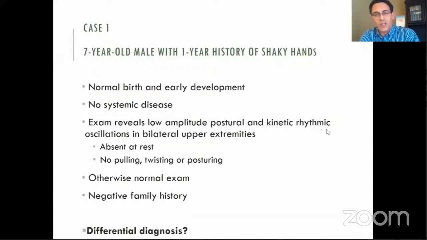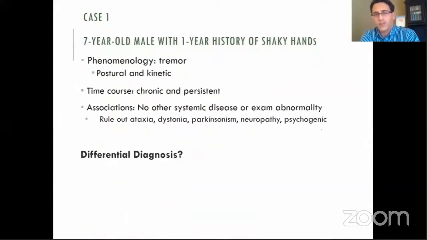We wanted to approach the differential diagnosis. The first step is to extract the pertinent points. Here, the phenomenology is suggestive of tremor. The tremor state is postural and kinetic, and it's absent at rest. The time course is chronic and persistent, and there is no association with systemic disease or abnormalities on exam or medications. A normal exam in this case can rule out entities such as ataxia, dystonia, Parkinsonism, neuropathy, or psychogenic disorder that each can be associated with tremor.